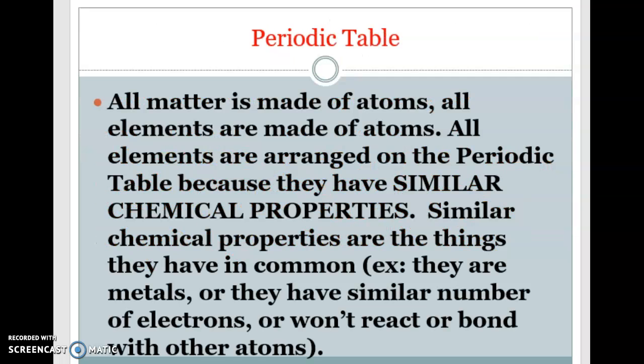Again, all matter is made of atoms. All elements are made of atoms. All elements are arranged on the periodic table because they have similar chemical properties. These similar chemical properties are the things they have in common. For example, they're metals, or they have a similar number of electrons, or they won't react or bond with other atoms. And if you look at the periodic table, once you learn how to look at it, you'll see how this works.